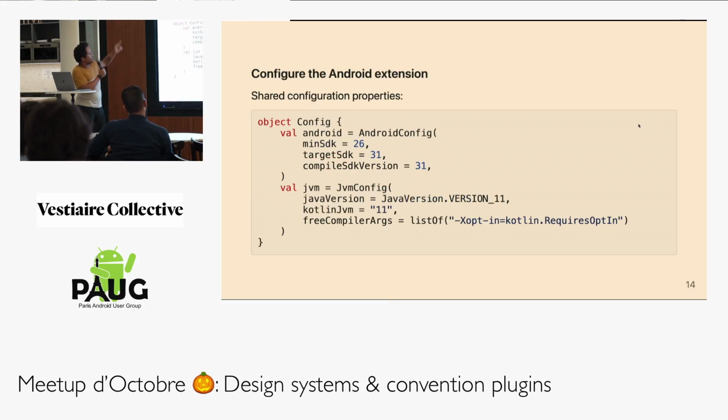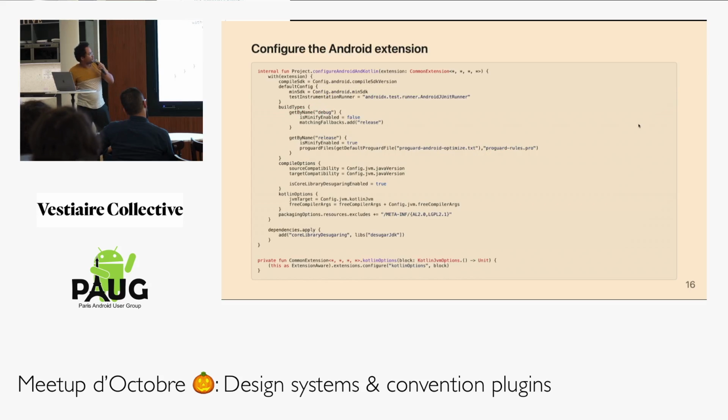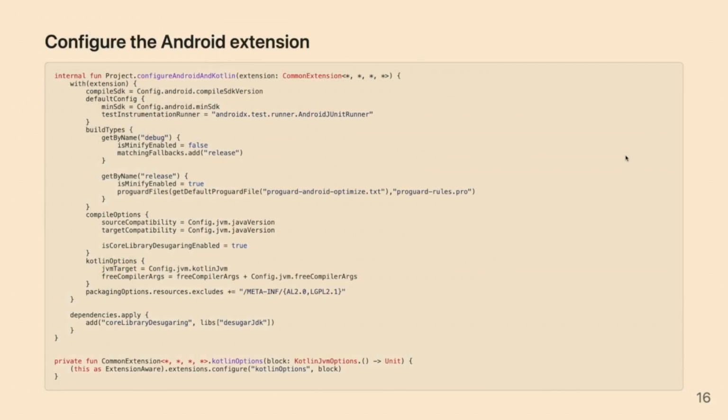And then we are going to configure the Android extension. To do that, we are going to create an object to be able to share the config in every module. So it's just a file with the versions we are going to use. And then we are going to configure it. To do that, we use the library extension, which is the class that the AGP is providing us. And then we are going to use this method that I wrote. This method is just like the classic stuff we are doing in the build.gradle, and I just use it because I can reuse it for the application and the library, so it's going to be the same configuration.